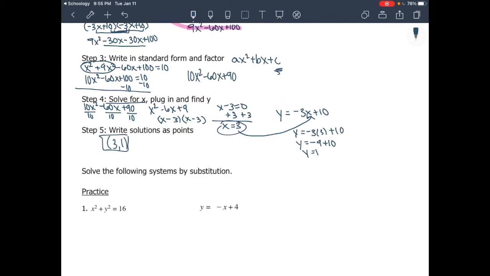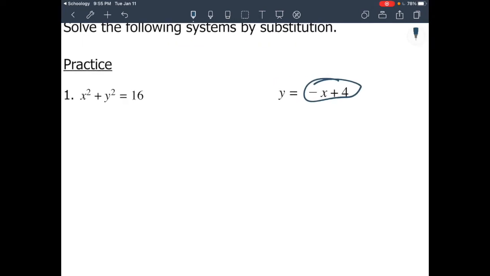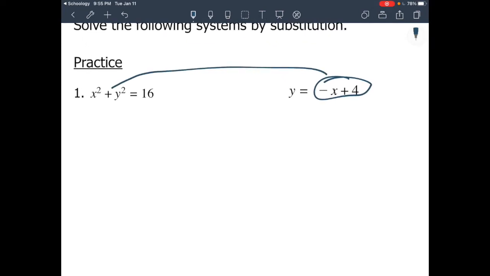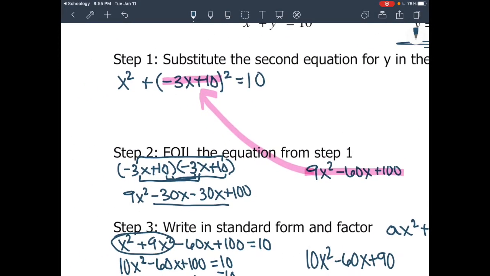Okay, so now we're going to do some practice with this following the 5-step process that we just did. So the first step is we're going to take what we have here for y and plug it into the other one. So x squared plus the quantity negative x plus 4, squared, equals 16. So then now we're going to go to the second step, which is to FOIL.